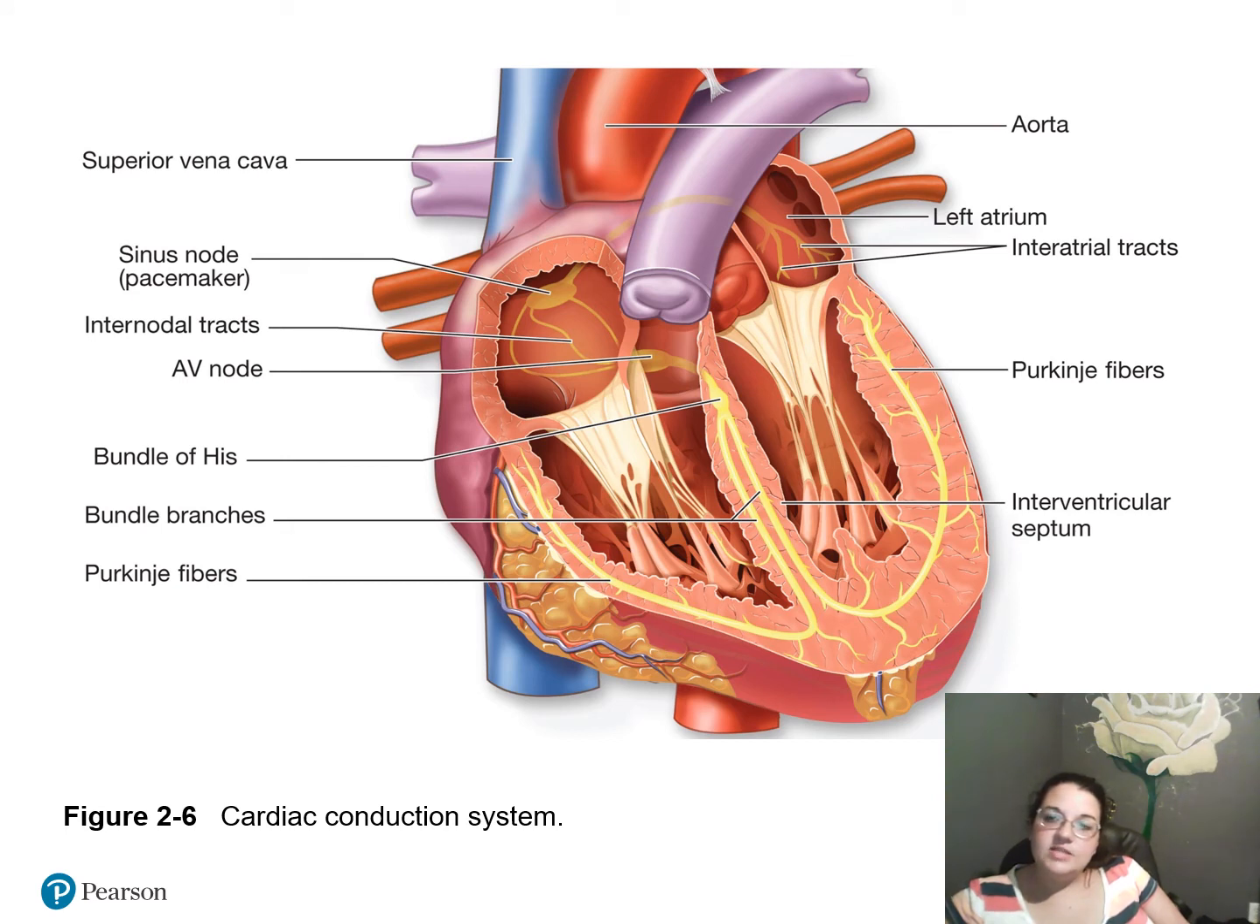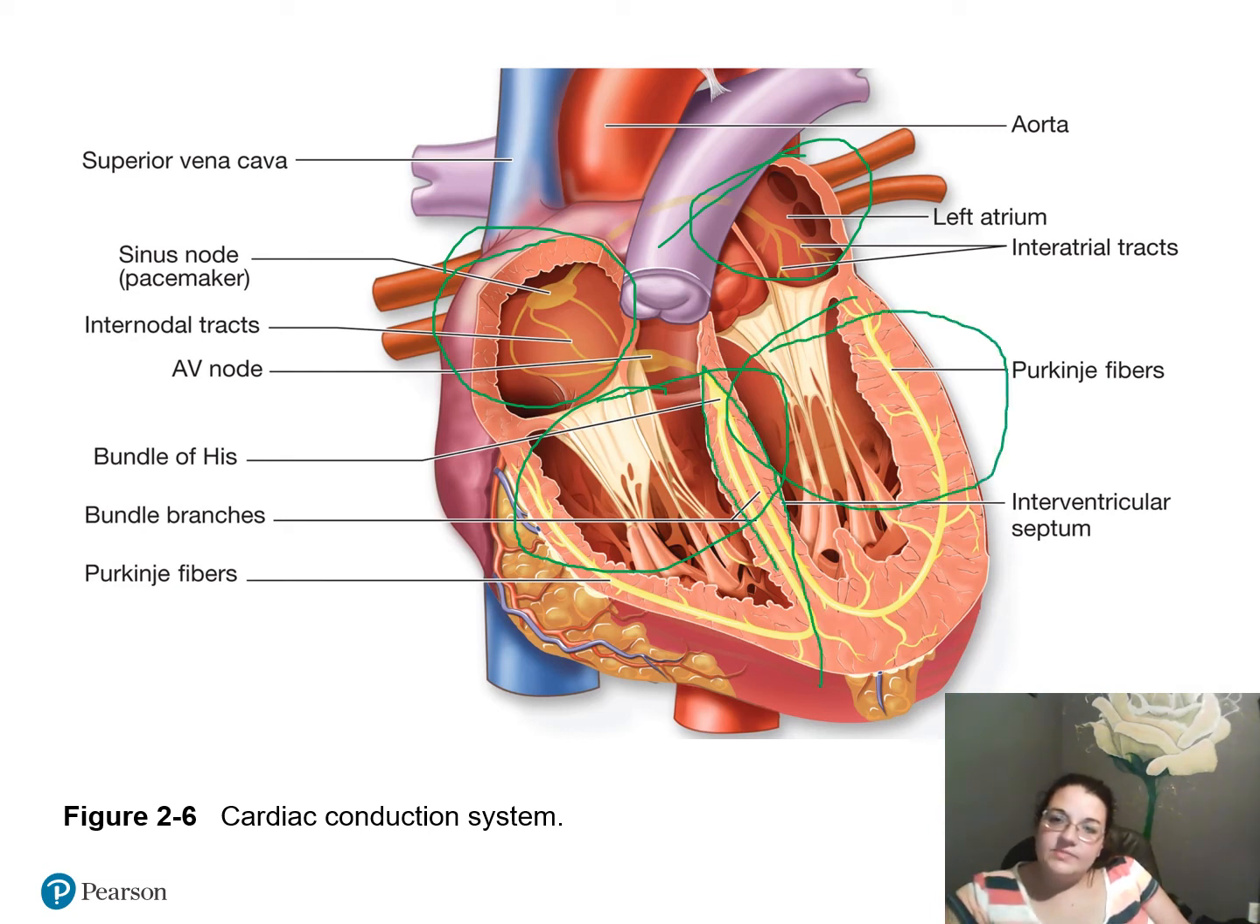So, this is your conduction system, okay? Here we see right atrium, left atrium, right ventricle, and left ventricle. Right here in the middle is my septum. Here is my superior and inferior vena cava, my aorta, and my pulmonary valve, pulmonary artery, and my pulmonary veins. All of that here from chapter 1.